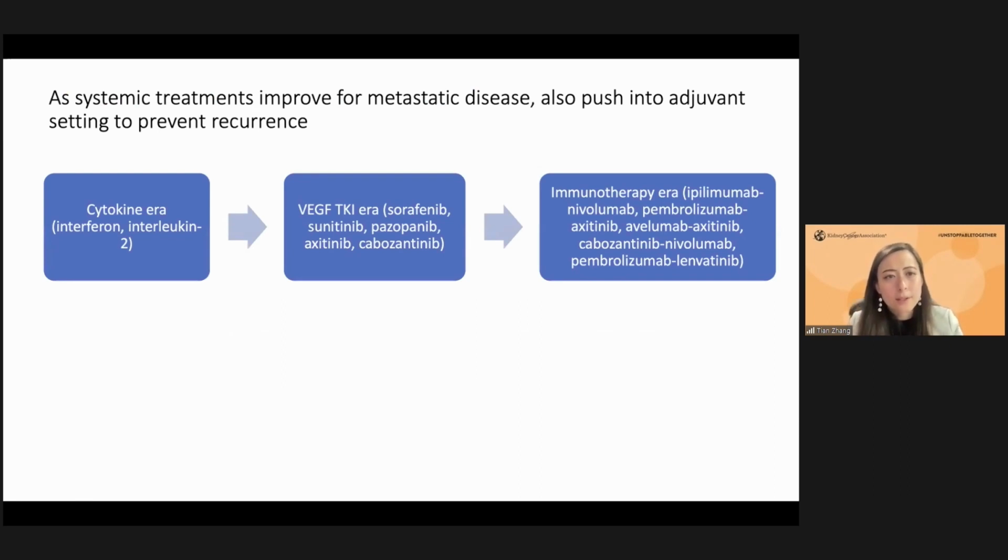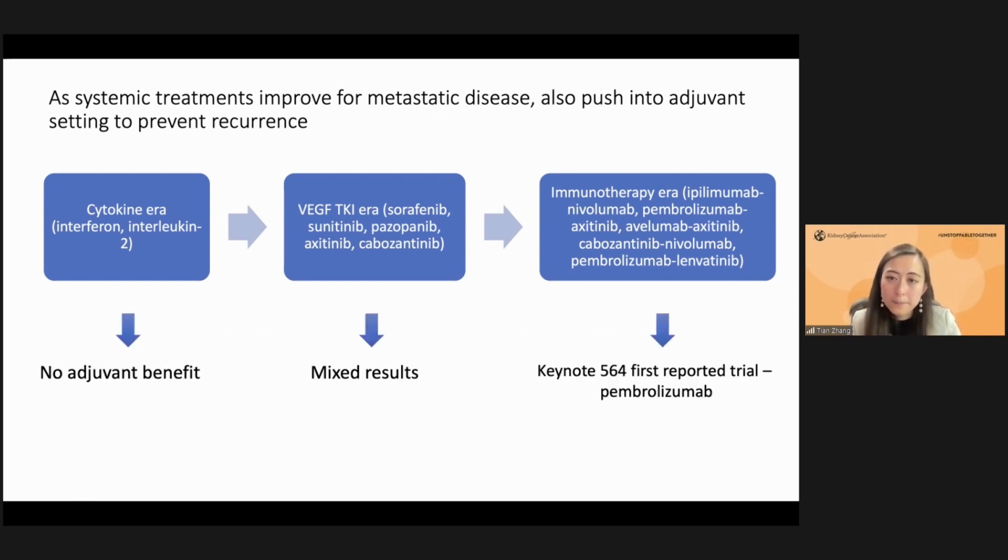As our systemic treatments are improving for metastatic disease, we're also pushing them into the adjuvant setting to prevent disease recurrence. And we've gone through the cytokine eras of interferon and interleukin-2, the small molecule TKI era of targeting anti-angiogenesis, and now we're firmly, I think, in the immunotherapy era.